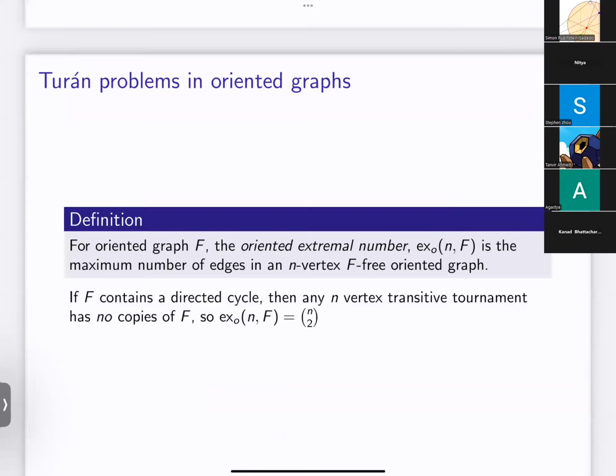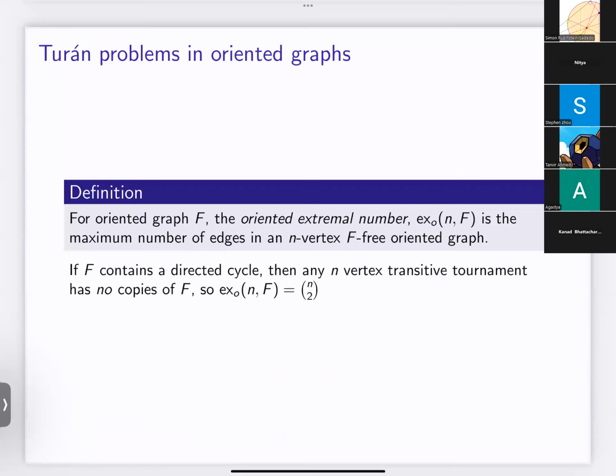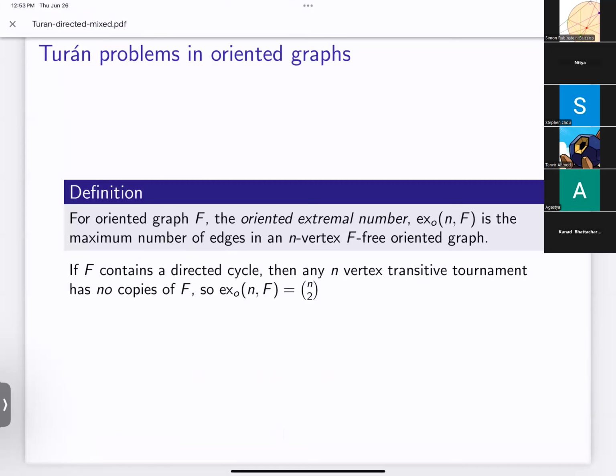There's a question: is the tensor product of transitive tournaments also transitive? Well, I think the answer is no. It depends on what kind of tensor product you define, and I think that also depends on your definition of transitive. For a transitive tournament, there's a unique definition of how we define transitivity. What do I mean by that? Every pair of vertices is already connected by some edge, and so we just require that edge to go in the right direction.